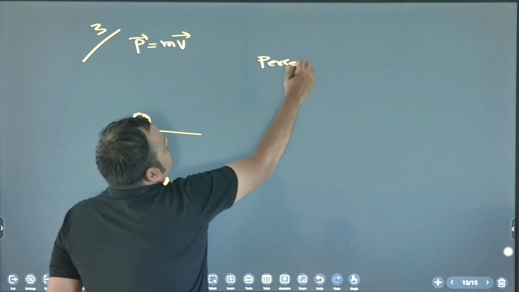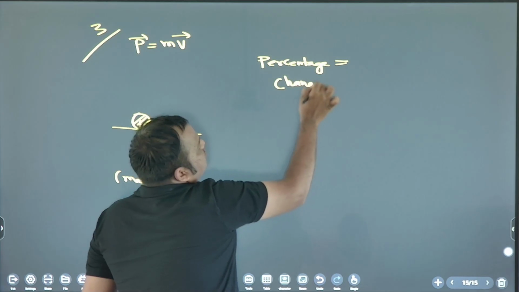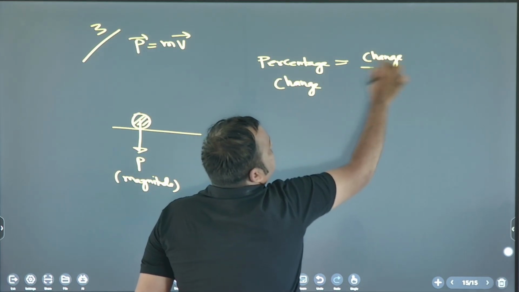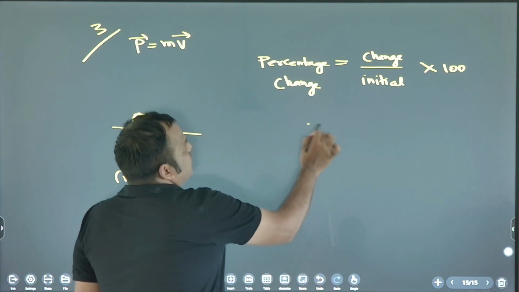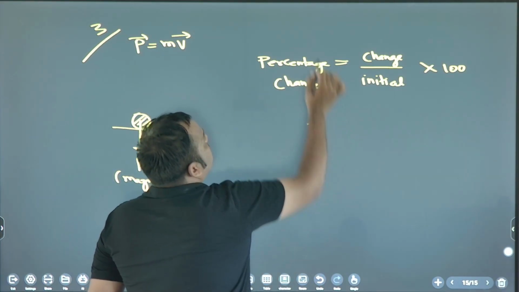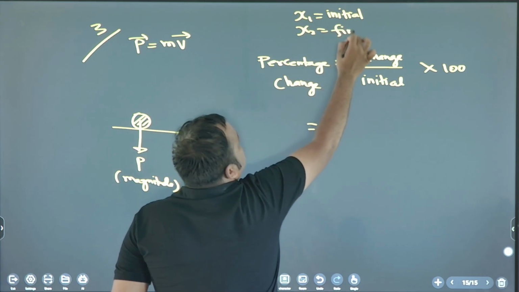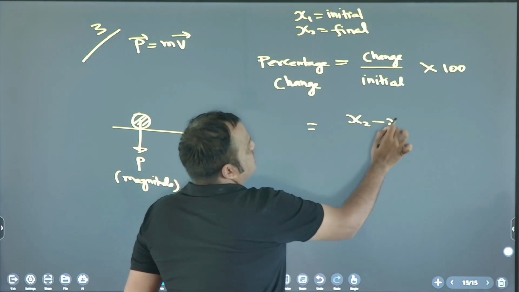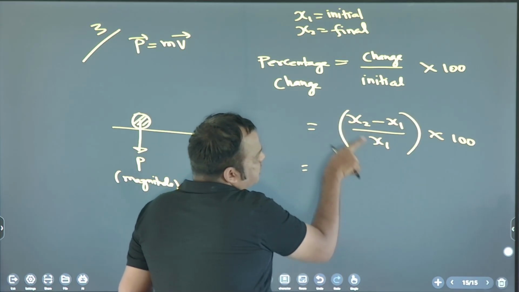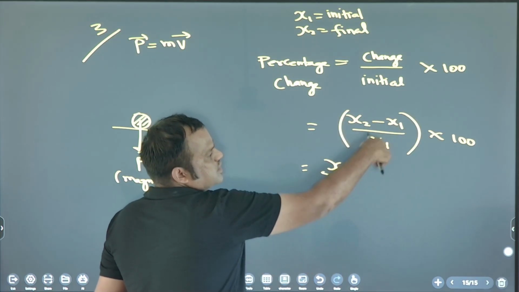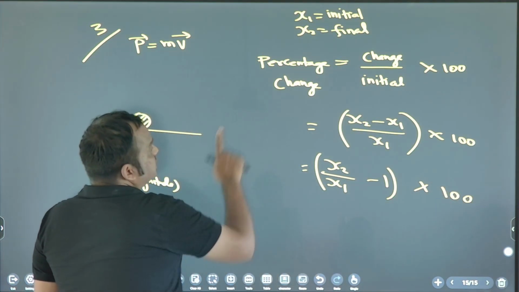Percentage change we have discussed. What is the formula for percentage change? Change by initial into 100. What is the formula for change? Suppose x1 is initial, x2 is final. So what is the change? x2 minus x1, and initial is x1, into 100. So this is x2 by x1 minus x1 by x1 which is 1, minus 1 into 100. Understood? So this is the formula for percentage change.